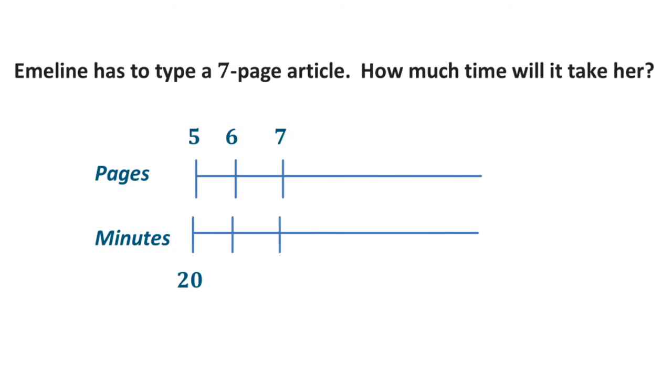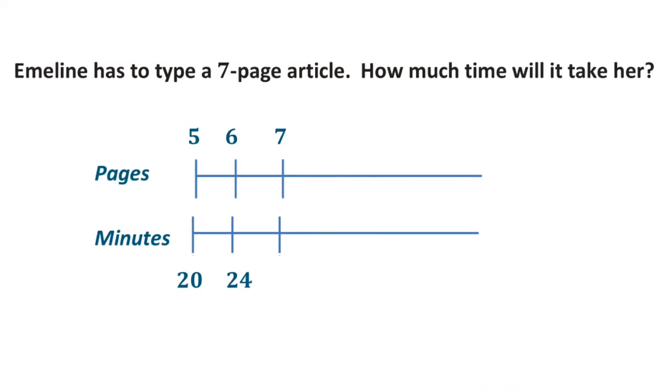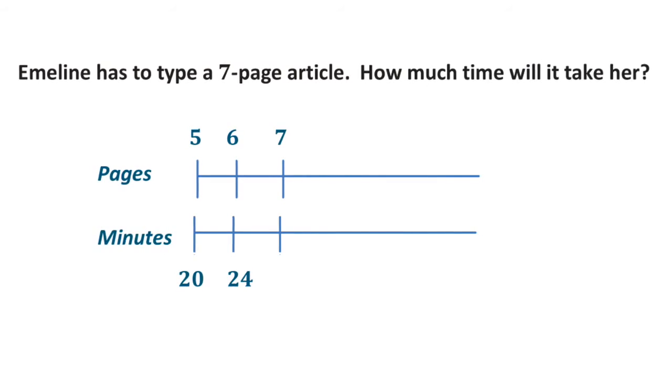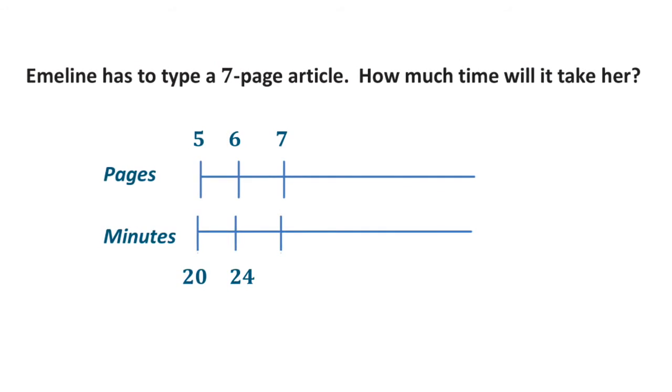So if I want to know how many minutes it will take for a 6-page article, I'll simply multiply 6 times 4, and I'll get 24. It takes her 24 minutes to type a 6-page paper.